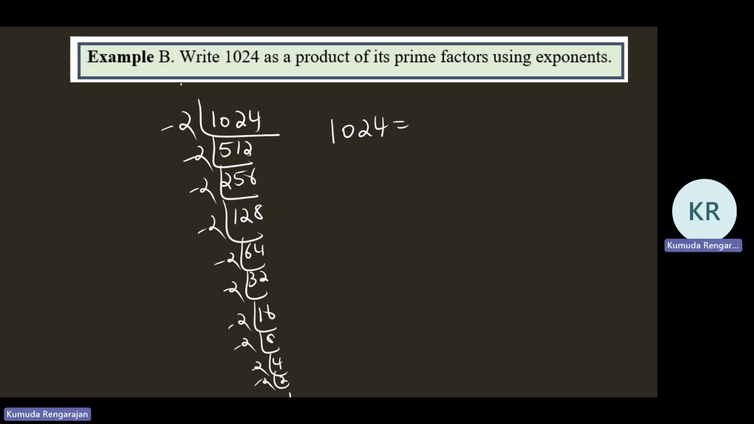Okay. Now, what is the question? So you'll actually write 1024 is equal to 2 into 2 into 2, 10 times: 1, 2, 3, 4, 5, 6, 7, 8, 9, 10 times. This is how we write. But the question is, write it using exponents.